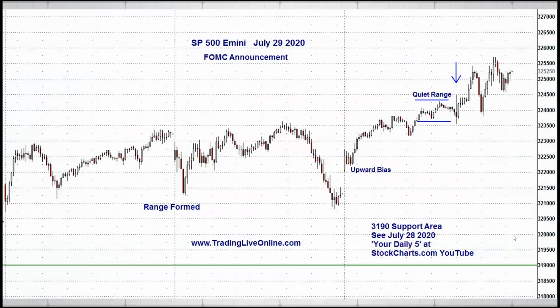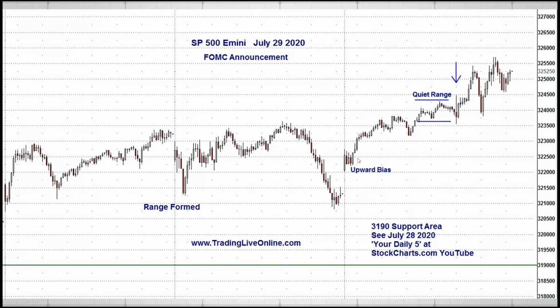So now let's move to the current FOMC announcement that we just had yesterday. It was a 2-day meeting. The market has been in a range. I just did a segment for your Daily 5 on July 28th, and I talked about this range forming and showed some of the patterns within that range and some other areas to be watching now. But within this range, we see the upward bias starting to happen the day before the meeting into the meeting day.